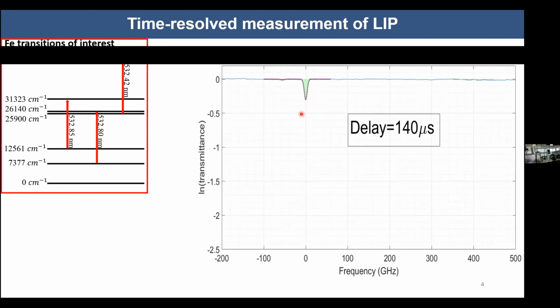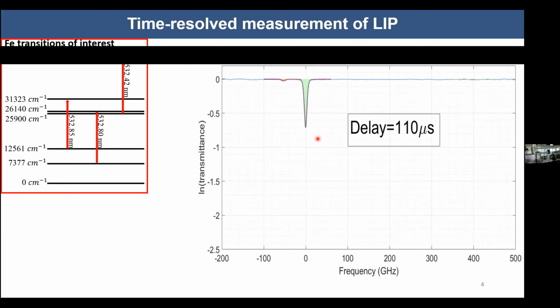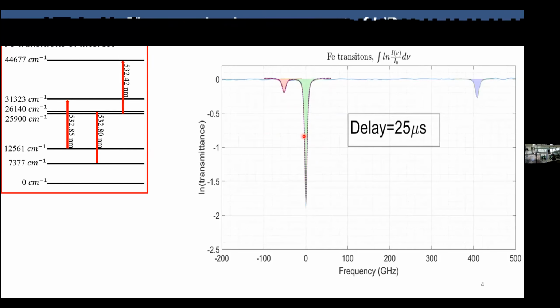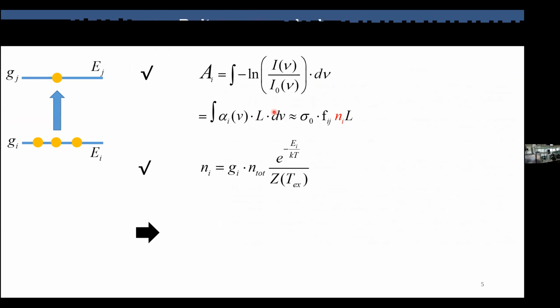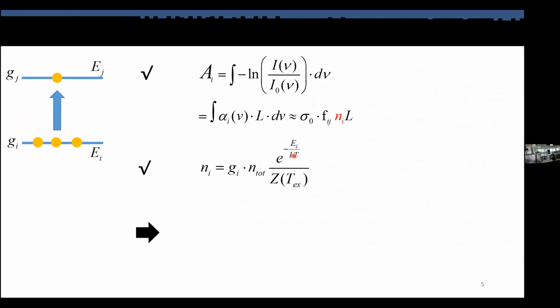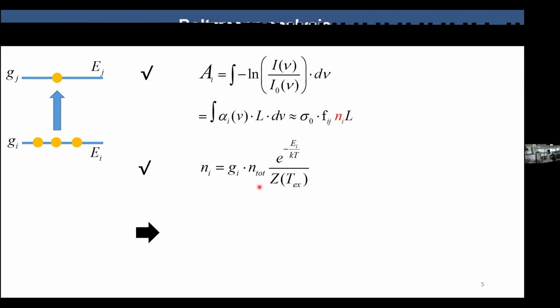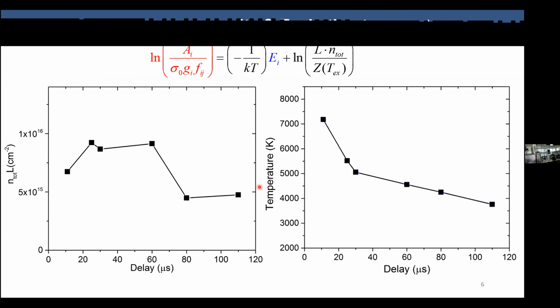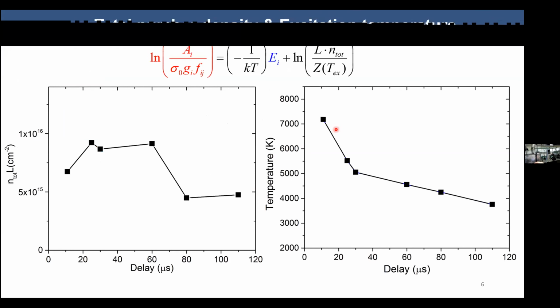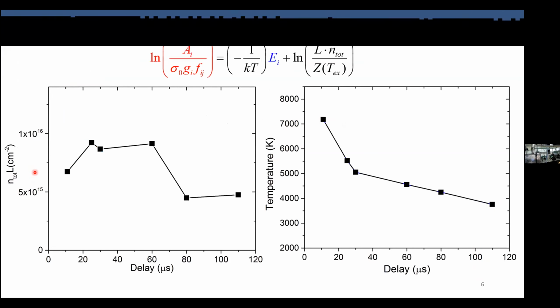From this measurement, we can calculate the area under these curves. I think you have heard about Beer's law, right? Beer's law tells us that the area under the absorbance is proportional to alpha times L, the absorption coefficient times the interaction length. If we combine that with the Boltzmann distribution, we are able to know the temperature and total number density of that plasma. From that measurement, we can know the plasma temperature decreased from 7,000 Kelvin to about 4,000 Kelvin after 100 microseconds. And the total number density times L, we can also get that quantity out.